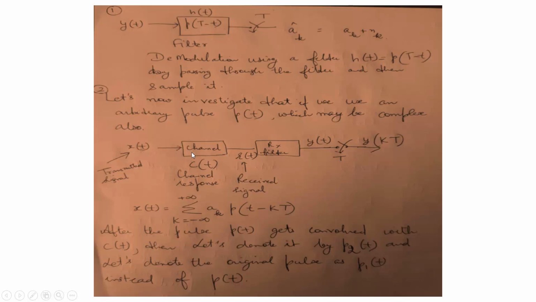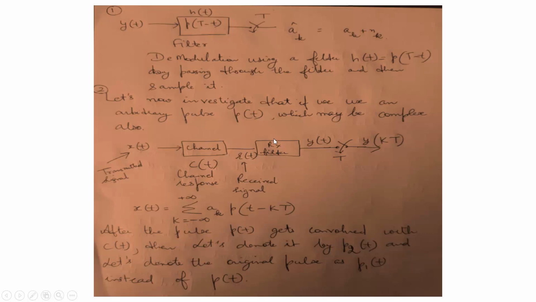Now when this transmitted signal passes through the channel, x(t) gets convolved with c(t). I'm not showing noise here; in my next block diagrams, I will show the noise addition also. But anyway, c(t) is the channel impulse response. Now this is received at the receiver. After x(t) is transmitted, it gets convolved with c(t), and we get a noisy and distorted signal. We call that signal r(t).